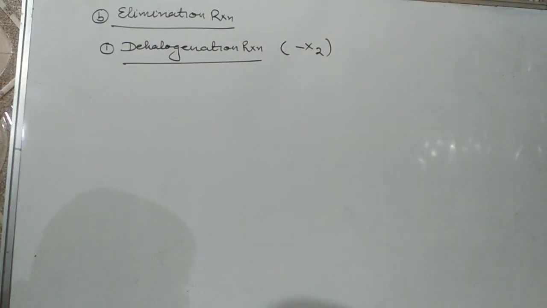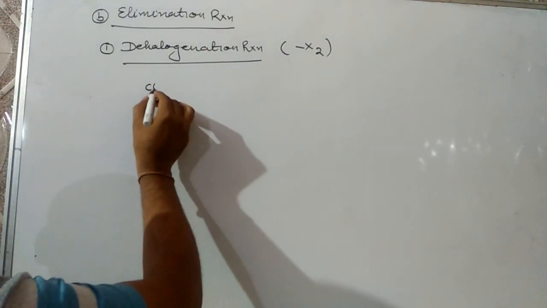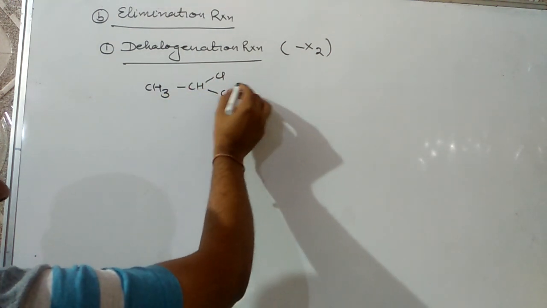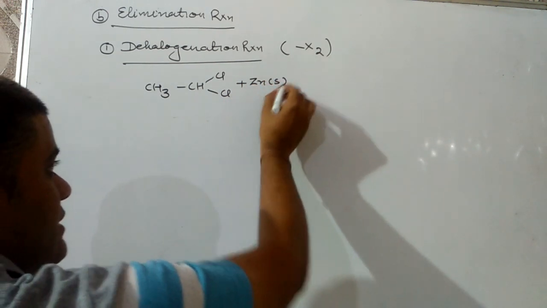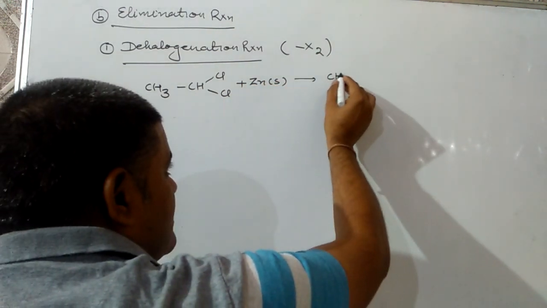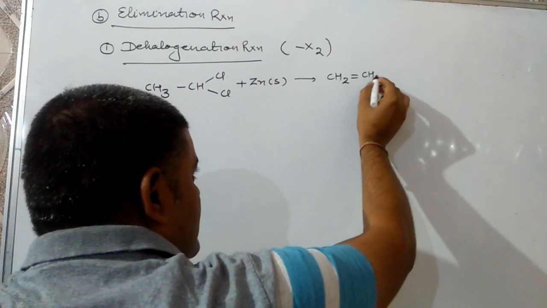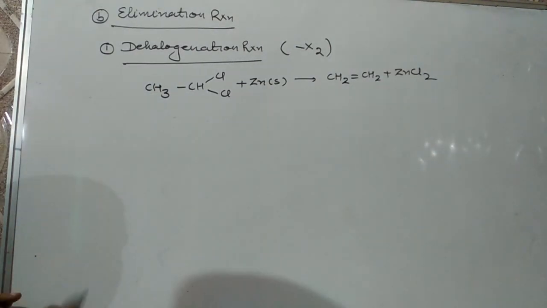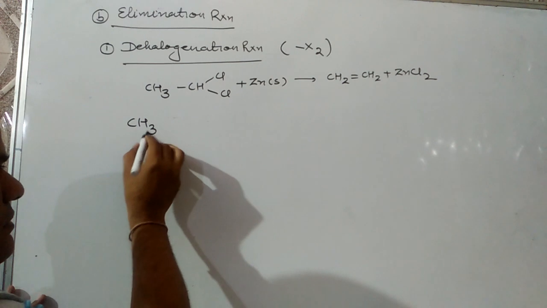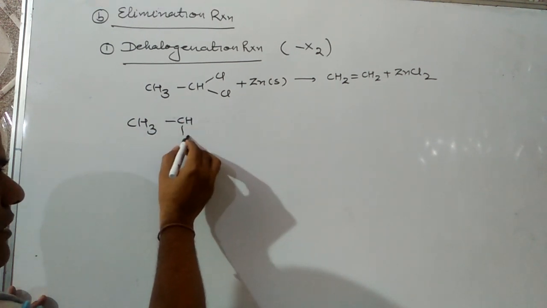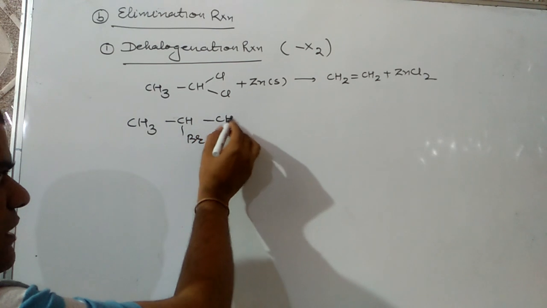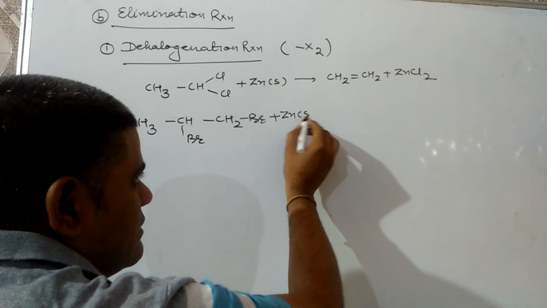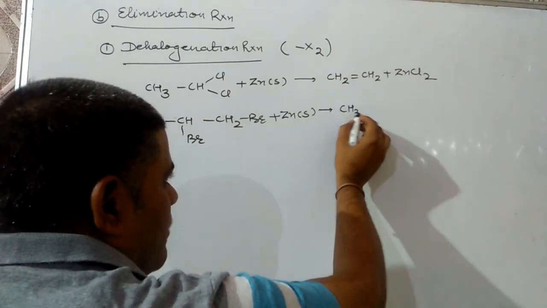Let's suppose we are provided with 1,1-dichloroethane, and it is reacted with zinc metal. Then what is the product formed? Here the product will be ethene plus ZnCl2. Next case may be if 1,2-dibromopropane is there, and we react it with zinc metal, then the product will be propene.